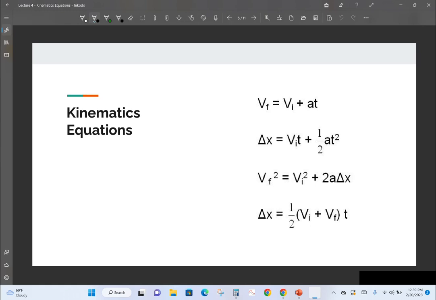So it turns out that we have 4 kinematics equations that we can use. The first 2 are from our graph that we've learned about for accelerated motion. And then the other 2 algebraically combine these in one way to form the new equation.